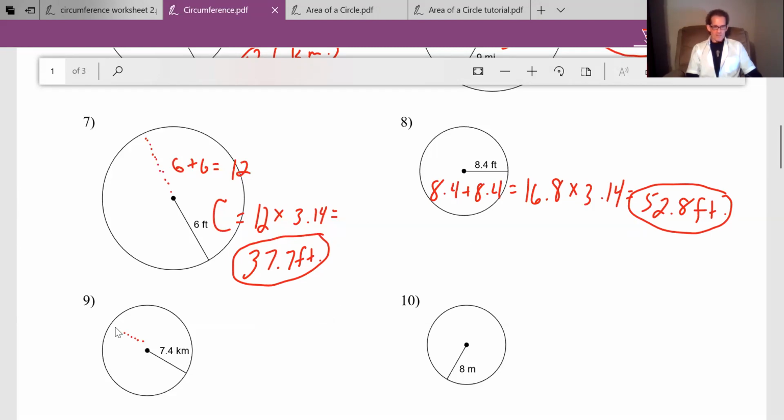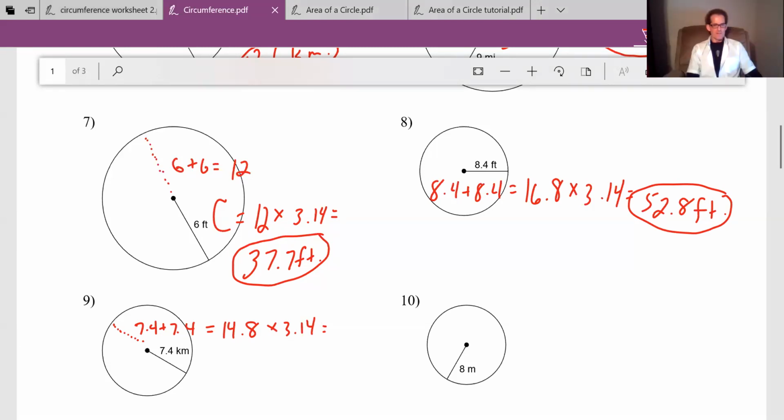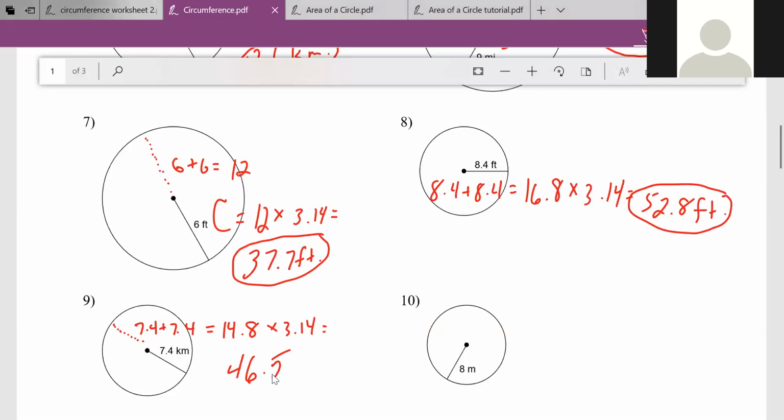So my radius is 7.4. So let's find 15, if I add that to it, 14.8. 14.8 times that's going to be 46.47. So this 7 in the 100th place is higher. Round this 4 up to a 5. So it's 46.5. 25 kilometers.